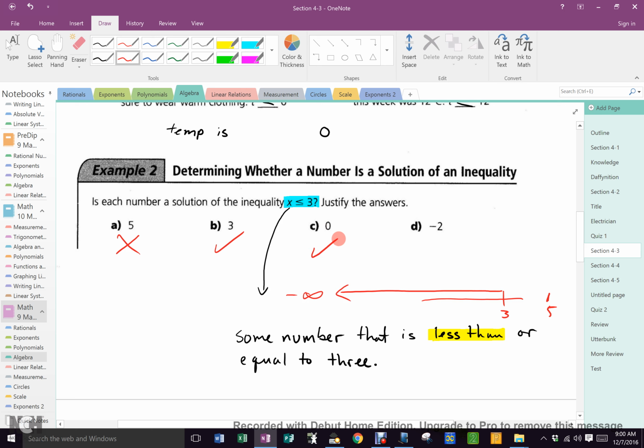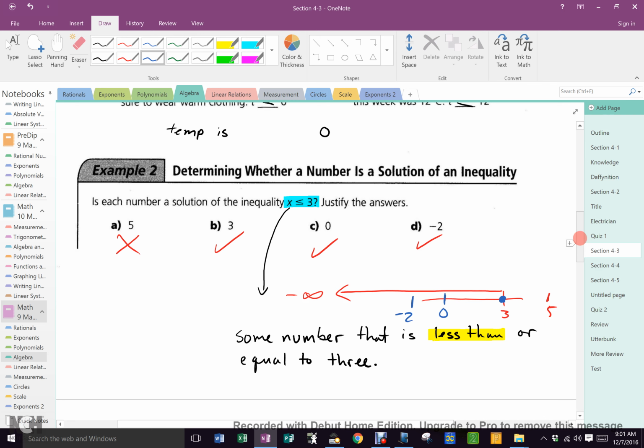What about 0? Yes, 0 is okay. What about negative 2? Yes. Negative 2 is okay. Why? Because 3 equals 3, and I had to be less than or equal to 3. 0 is left of 3. Negative 2 is left of 3. And it will go on forever. How far? Infinity. Everybody good?